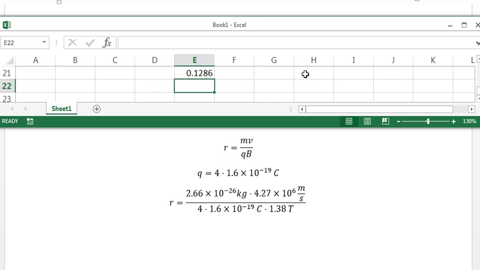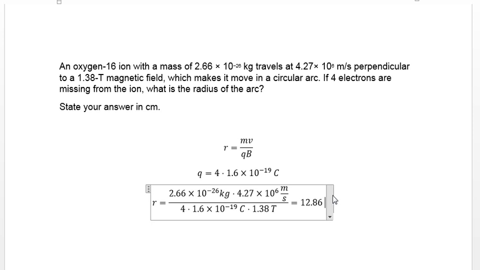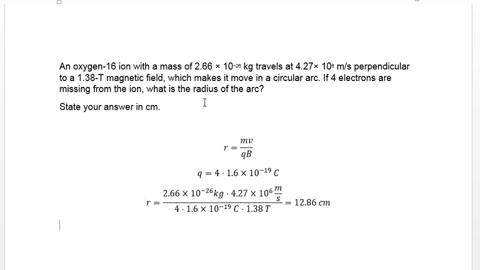And the answer is supposed to be in centimeters, so we're just going to multiply this by 100 to get from meters to centimeters, 12.86 centimeters. And there you have it for problem 4.